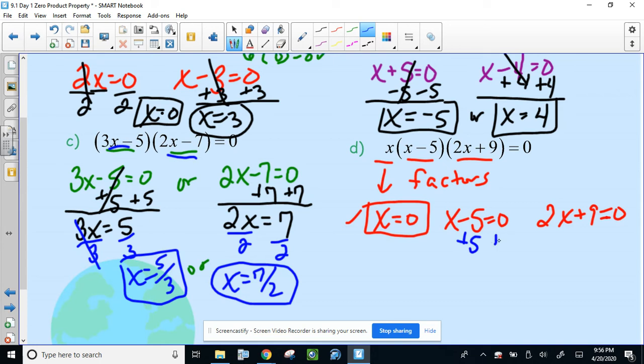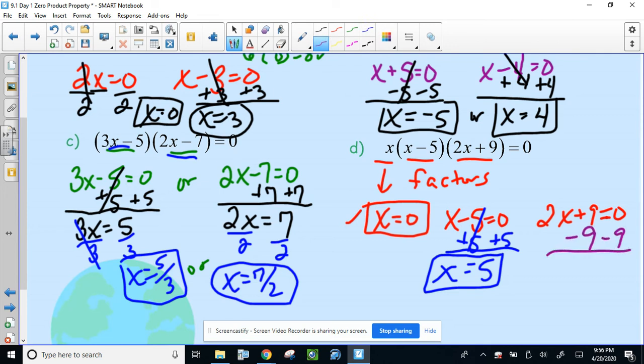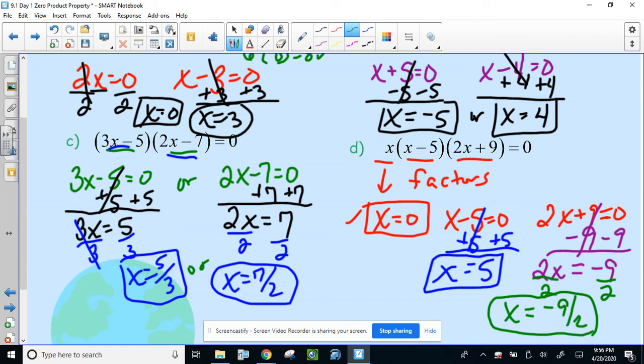So this one's a nice easy one. I would just add 5. x is all by itself. The 5 has gone away, negative 5 and positive 5, and 0 plus 5 is 5. So there's a solution. And then the last factor, I would have to subtract 9. So 2x, the 9 goes away, and 0 minus 9 is negative 9. And then I would have to divide by 2. And that would leave me with x equals negative 9 over 2. And there's my 3 possible answers because I had 3 possible factors. That's basically all there is to it.